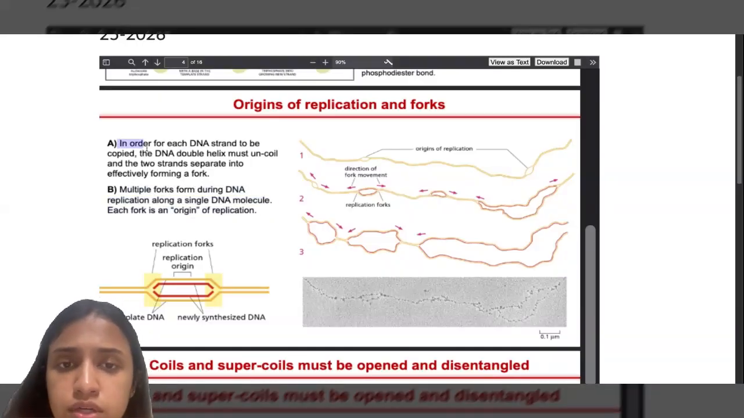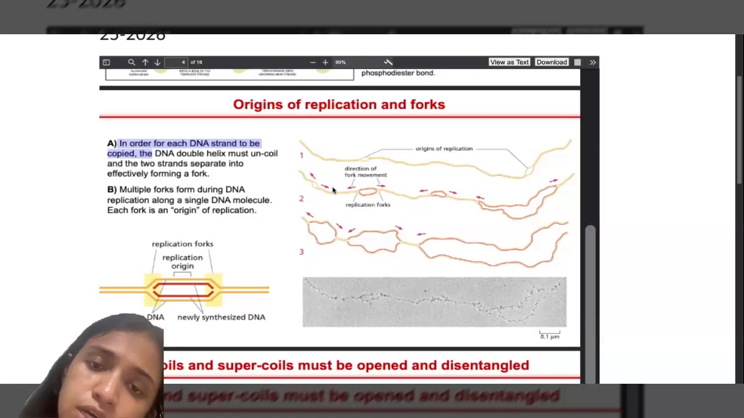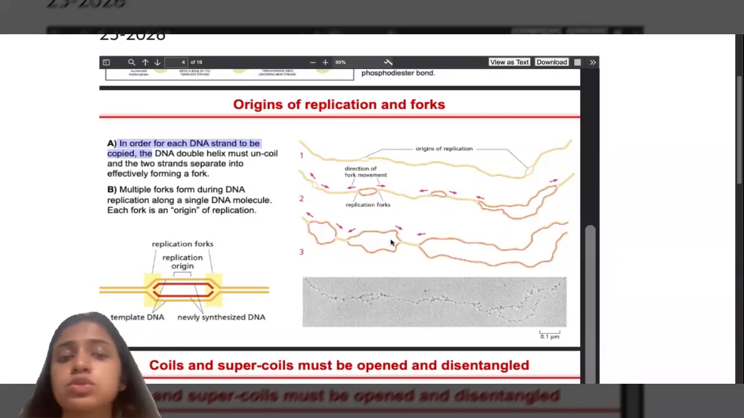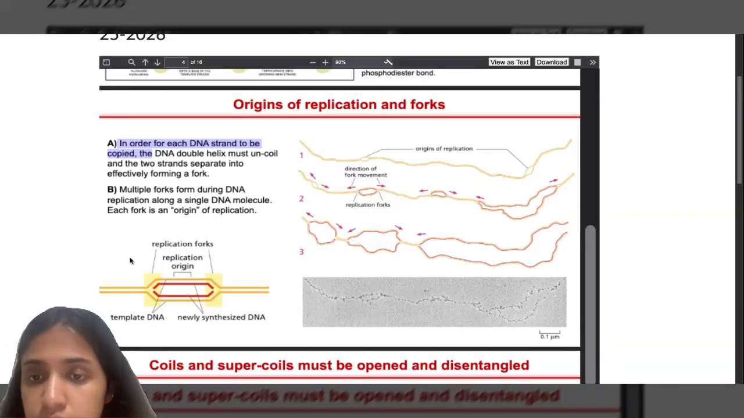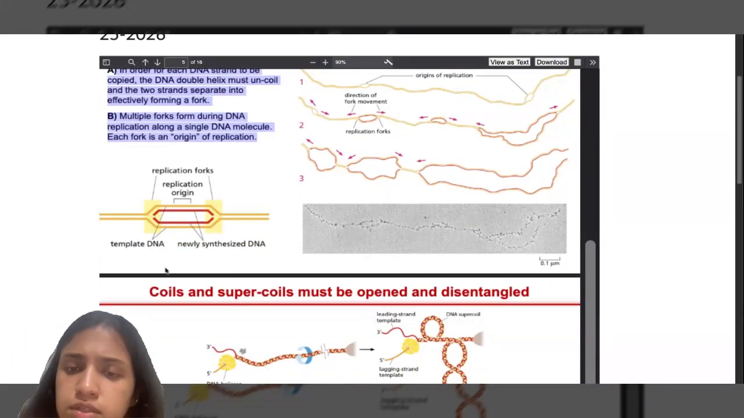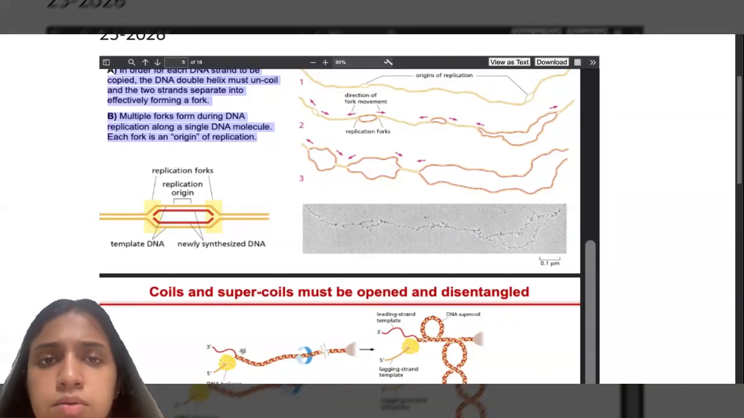So again, we're going to have this. Origins of replication we see in this diagram, and then the direction of the movement of replication. We're seeing that some of it is going up, some of it is going down, kind of coming together. And then these are forming replication forks, which means it's kind of forming these circular shapes. If I have this copied onto DNA, you have the template DNA, newly synthesized DNA, replication origin, and replication forks. Now I'm going to have this here.